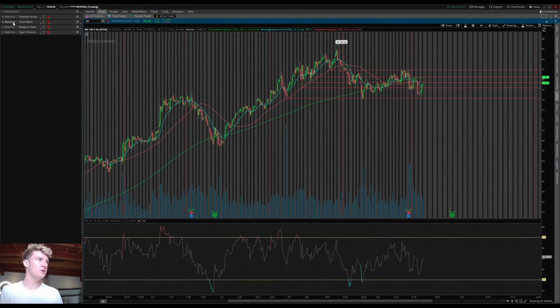Now moving on to my next watch list, ready to trade. This is pretty self-explanatory. These are the stocks that I'm going to be watching very closely within the day. I've already made a trading plan, or at least started to formulate a trading plan. I've got a very good idea for the setup that I'm going to take, and I'm pretty much just waiting to make a move to trade these stocks.